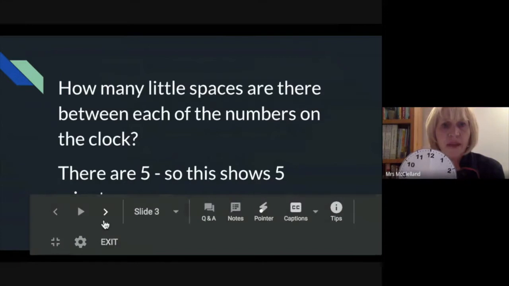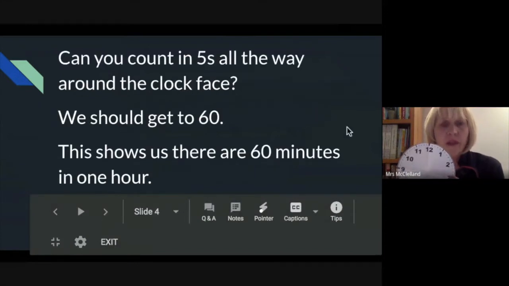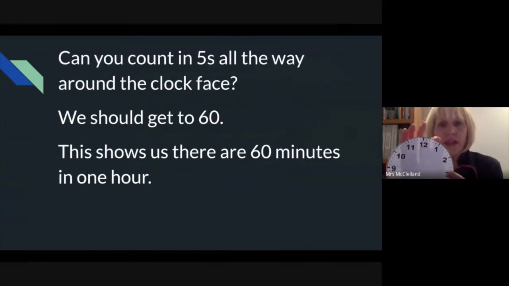So that means if we count around the clock for each of the numbers, every time I get to a number on the clock, I get to 5. So we can count right round the clock in 5s. Let's see if we can see how many minutes there are going around the whole of the clock face.